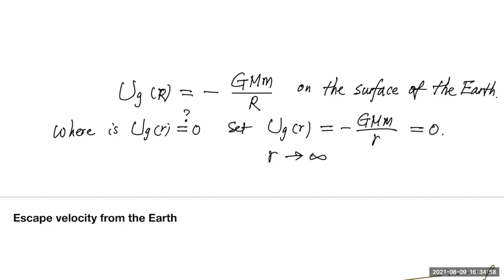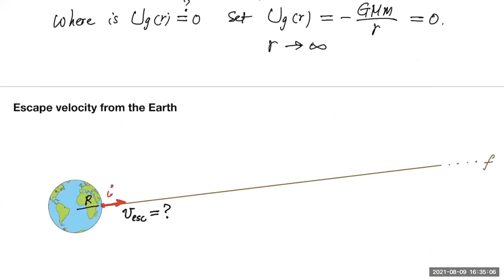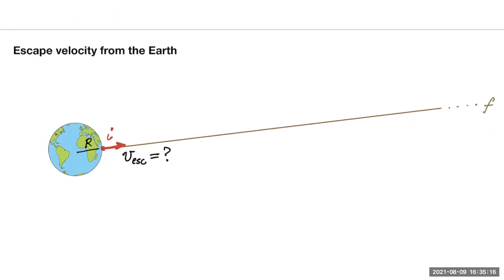Now, using this as our convention, that is, we can set R equal to infinity as the 0 point of potential energy. Can we use that to find the escape velocity of an object from the surface of the Earth? You don't have to use that convention, but it makes the calculation a little bit easier. So what we have here is an object, say a rocket. We launch it from the surface of the Earth, okay?